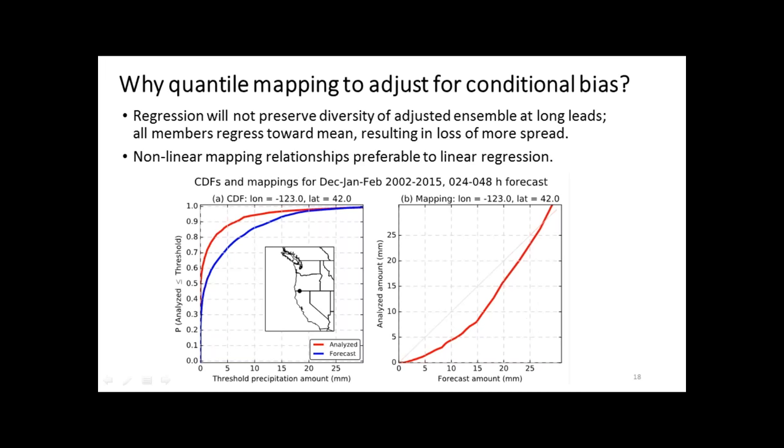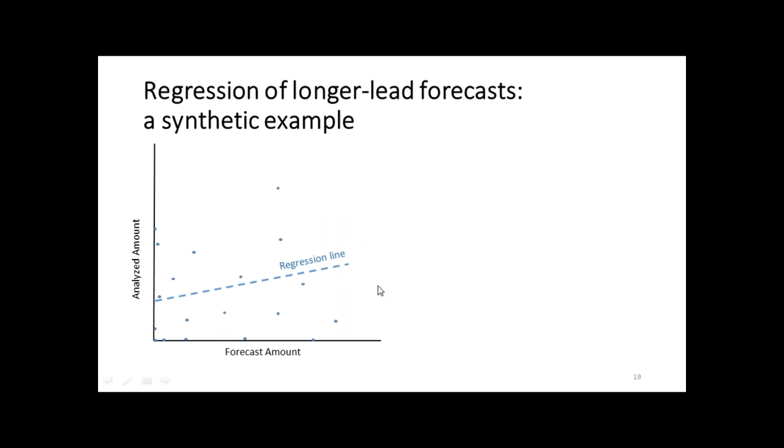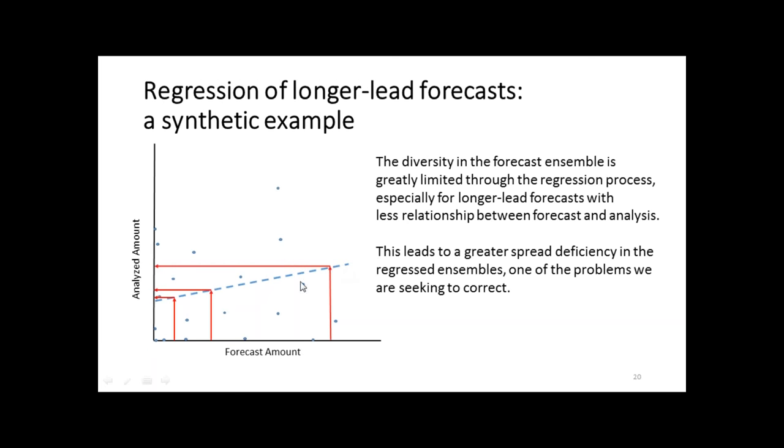So if you did apply linear regression, here's just an example of maybe a longer lead forecast where there's not much association between the forecast and the analyzed amount. Let's pretend the regression line looks something like that. And effectively, if you have forecasts of different amounts here, they get mapped over in a regression like that, and you've collapsed the spread in that ensemble system.